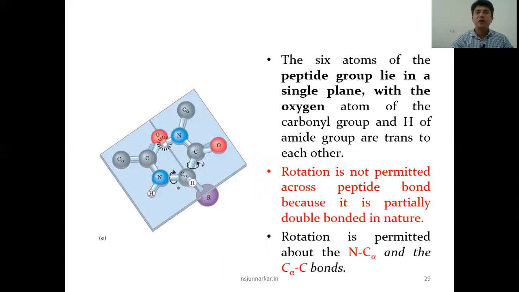The six atoms of the peptide group lie in a single plane, with the oxygen atom of the carbonyl group and the hydrogen of the amino nitrogen being trans to each other. Rotation is not permitted across the peptide bond, while rotation is permitted across the N-C alpha bond and the C alpha-C bond. Rotation is not permitted across the peptide bond because it is partially double bonded in nature.